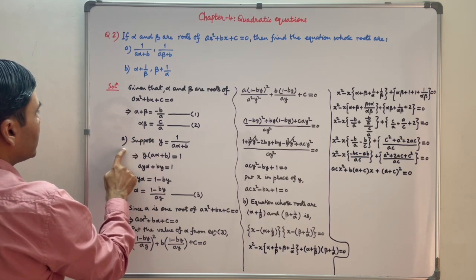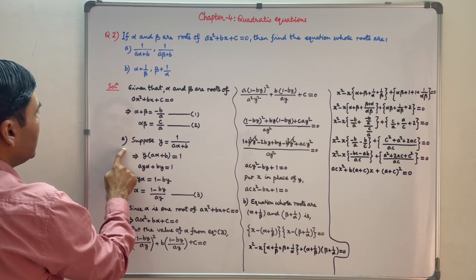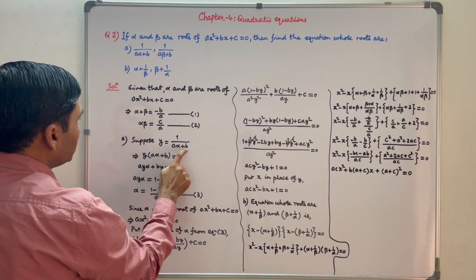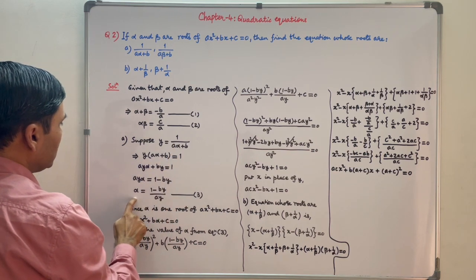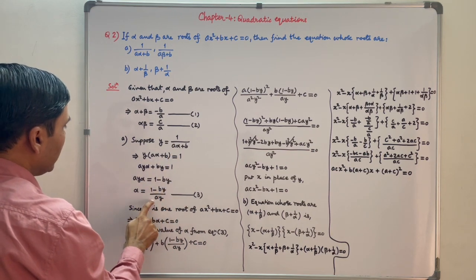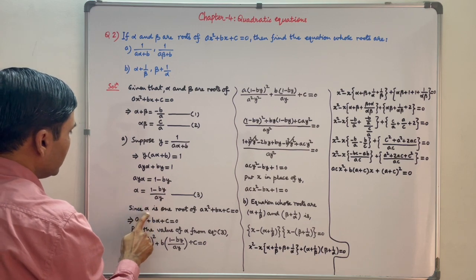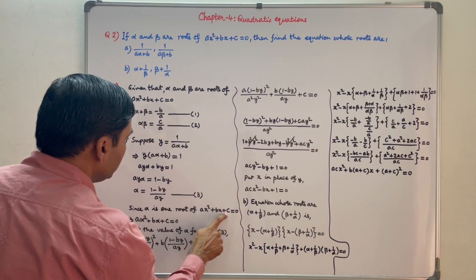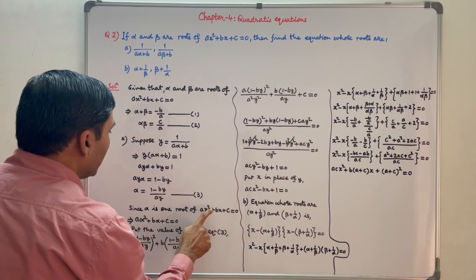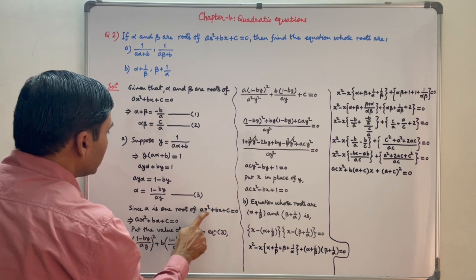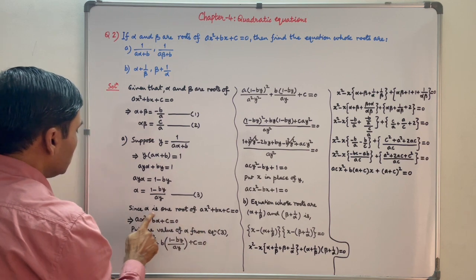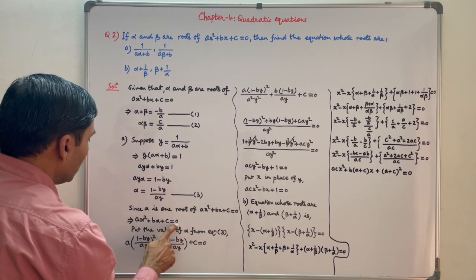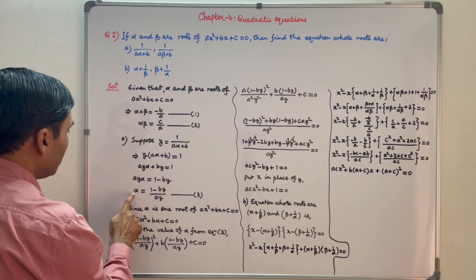Part A. We will apply transformation of an equation method here. Suppose y is equal to 1 by a alpha plus b. So alpha is equal to 1 minus by upon ay. Since alpha is one root of the equation ax square plus bx plus c is equal to 0, so x is equal to alpha will satisfy this equation. So a alpha square plus b alpha plus c is equal to 0. Put the value of alpha from here.